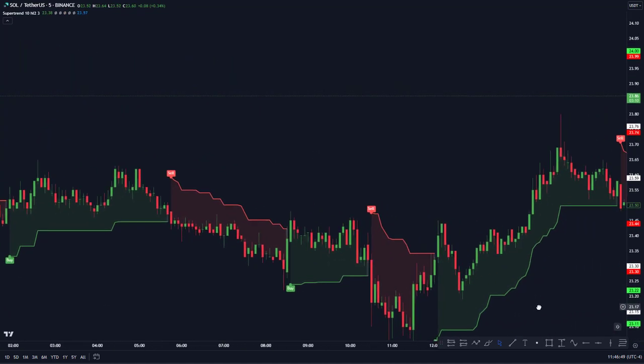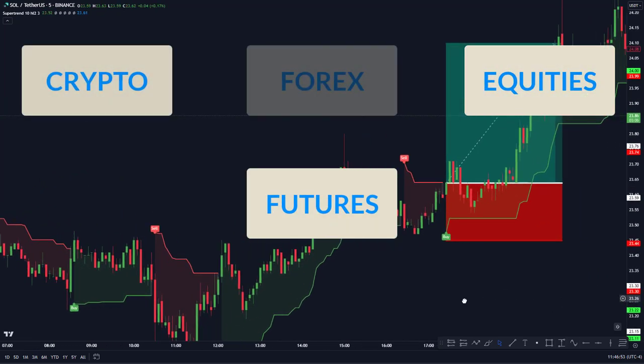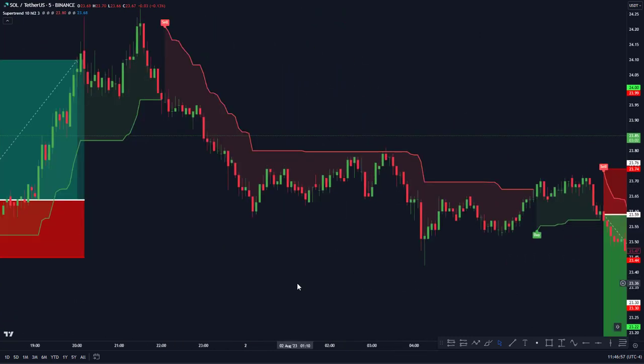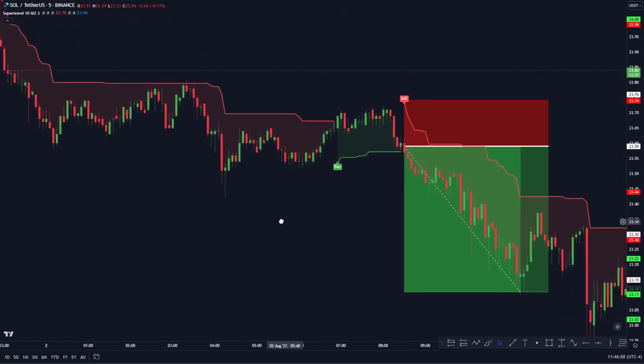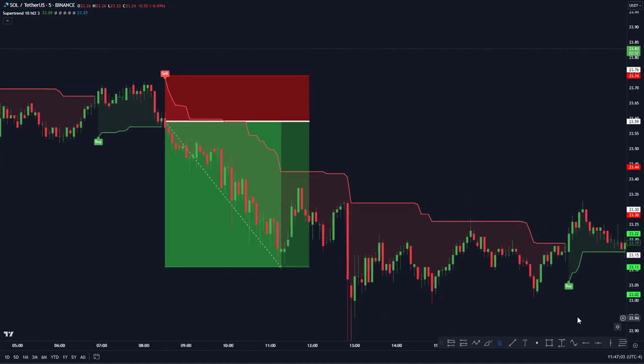This indicator that I'm about to share with you can be used on equities, futures, crypto and forex markets. And it works in all time frames, like 5 minutes, and also on daily, weekly and hourly charts as well. So try to stay to the end of this video because I'm going to share in detail how to use this indicator and strategy.